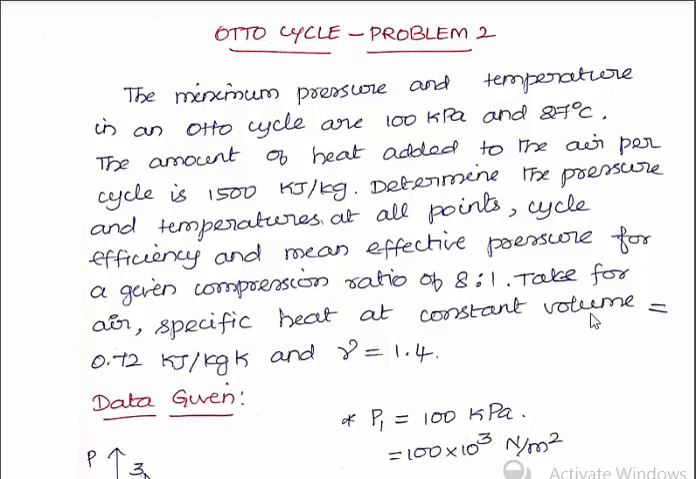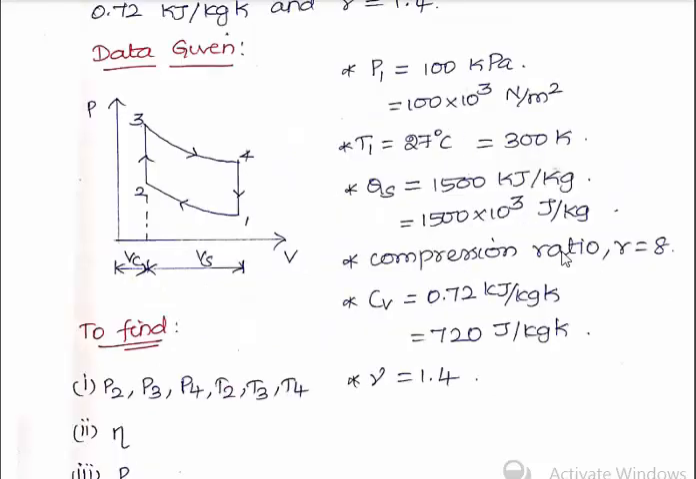Determine the pressure and temperatures at all points, cycle efficiency and mean effective pressure for a given compression ratio of 8:1. Take for air specific heat at constant volume, that is Cv value is 0.72 kilojoule per kilogram Kelvin and gamma is 1.4. So this is the PV diagram for Otto cycle. Compression ratio value is given as 8.